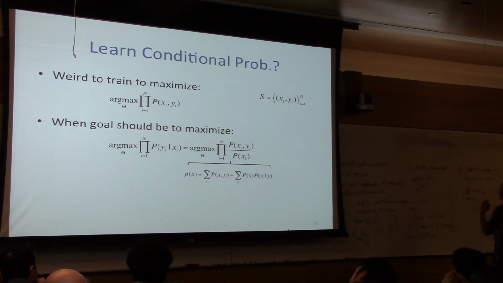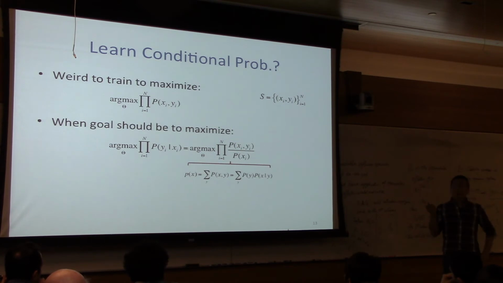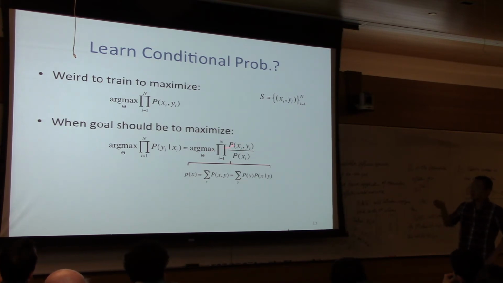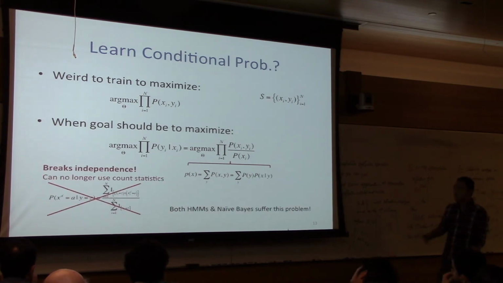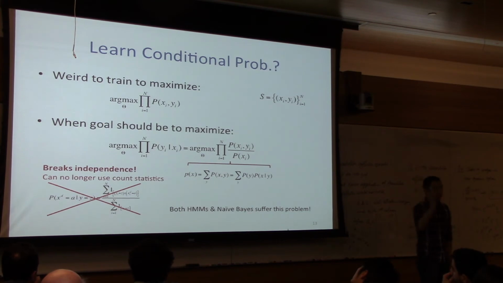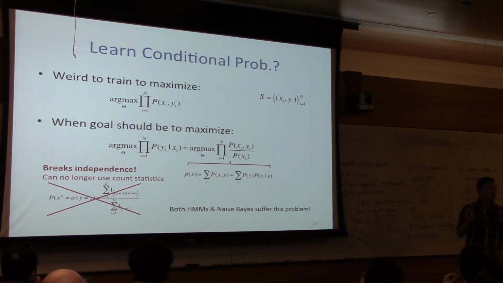So if we still want to use a hidden Markov model, which actually defines a joint distribution, this actually becomes this, right? And this term becomes this, right? And this is actually a pretty complicated optimization problem. You break all the independence assumptions, you can't use count statistics, and it just becomes very messy. And both HMMs and naive Bayes suffer from this problem.